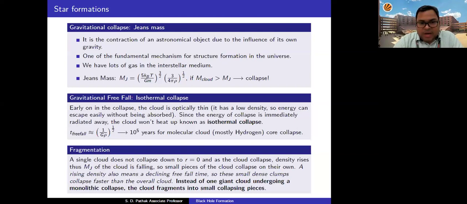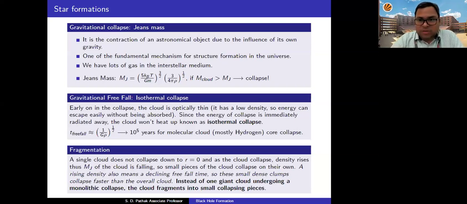But if the mass of the cloud or interstellar medium is somehow less than the Jeans mass, then the collapse will not start. So the Jeans mass is the boundary line, or the mass criterion, at which the collapse will start. So what exactly happens? This collapse is of two types: one is the adiabatic collapse and the other is the isothermal collapse.